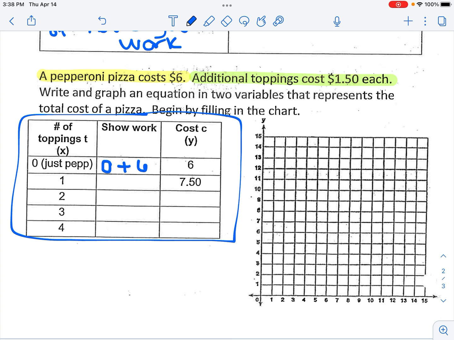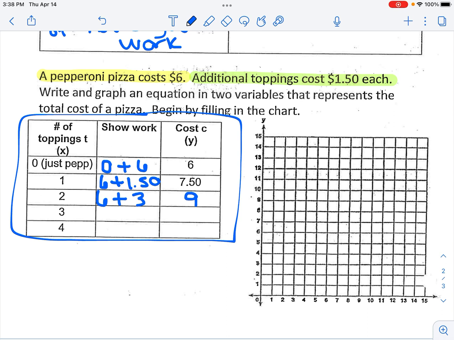But what if you love mushrooms? Maybe you want pepperoni and mushrooms. So then you would owe the $6 for the pizza plus $1.50 for one extra topping. So then you would owe $7.50 for your pizza. What if you want the pepperoni that's included in the $6, but you want mushrooms and green peppers? You're going to owe $6 for the pepperoni pizza plus $3 for 2 extra toppings. So you would owe $9 for your pizza.